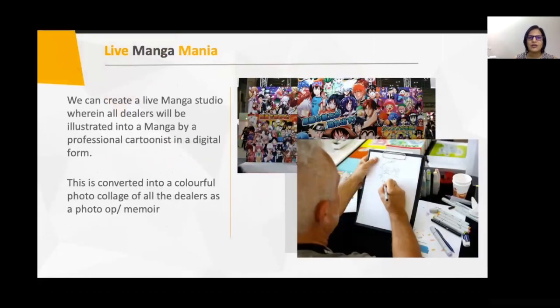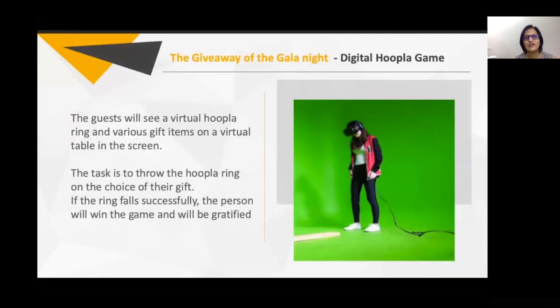Now, usually for team events like these, they like to have photo ops, or places where people can click selfies. So what we suggested is a live manga studio, where you have an artist. All the people who are there will stand in front of him, and he will create a caricature and manga style of each person, and then you put them all together in a colorful way and make it a photo op. All this will happen very quickly and live, and everything will be very digital. So this will become a great photo op for them. It is experiences like this which add to the event.